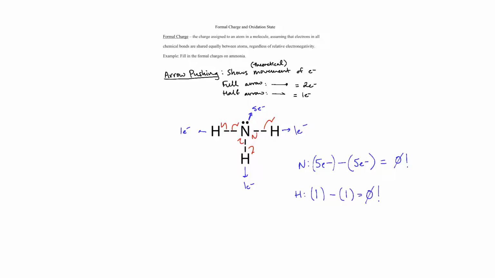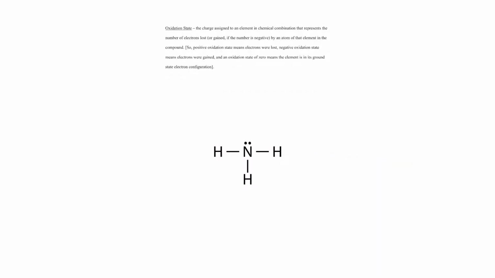Now we are going to do oxidation state for the same thing, and oxidation state is a little bit different. So we're going to read through the definition. It's the charge assigned to an element in a chemical combination that represents the number of electrons lost or gained, if that number is negative, by an atom of that element in the compound. A positive oxidation state means electrons were lost. So if this bond was to go to the hydrogen, that means that an electron was lost from the nitrogen, because this bond is one electron from N and one electron from H. If both of the electrons go to hydrogen, nitrogen lost one electron.